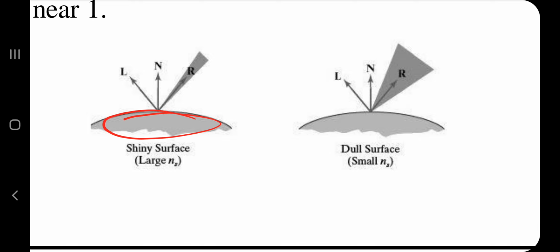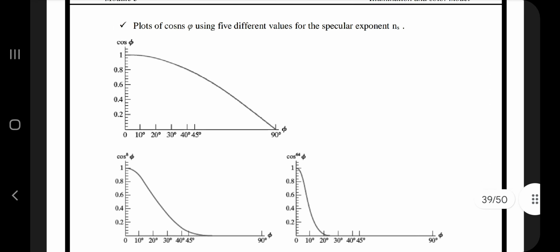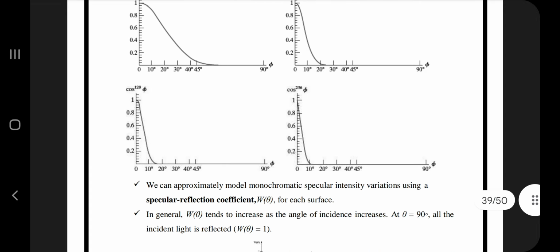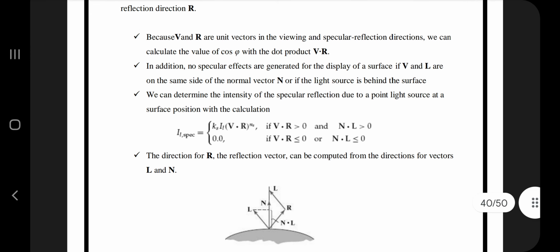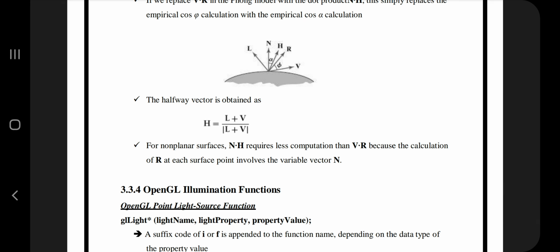For a shiny surface, the reflection will be very small. A dull surface will have a wider reflection. That's another key point which you can use, as well as you can make the graphs. In the graphs, as the angle increases, the intensity decreases. That also you can mention, except the matrix values and all. Here are some equations, and the matrix values are there for different cases. If you have time, you can go through it, that will be better for you.